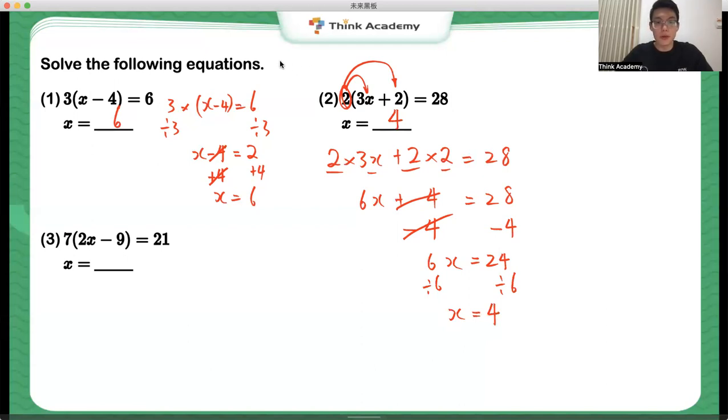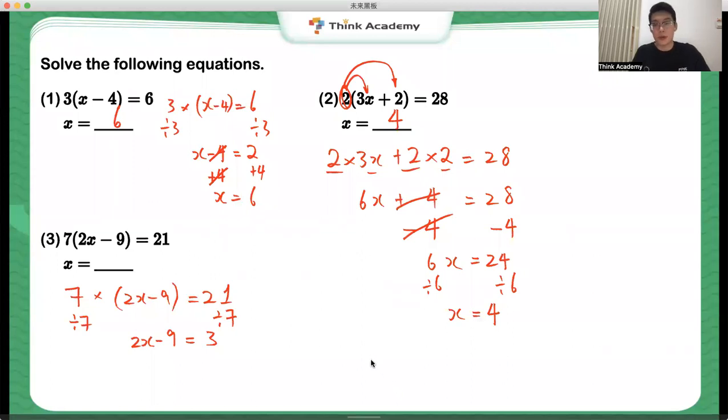So for the last one, of course, whichever way you prefer, but for this question, what's easier is just to divide 7 from both sides, because we can see that 21 is a multiple of 7. So why don't we just divide 7 on both sides to get rid of the brackets? So I have 7 times 2x take away 9 equals 21. By dividing 7 on both sides, what I get is 2x take away 9 equals 3.